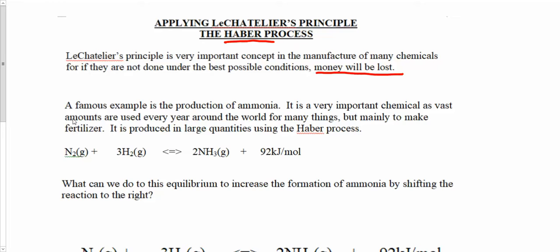A very famous example is making ammonia, NH3. It's used in many things. The biggest one, fertilizer. A man named Haber came up with the most efficient way to produce ammonia. So we have an equilibrium here, and I'm interested in what I can do to this equilibrium to increase the formation of this. That means I want to shift this to the right. I want to shift to the right.